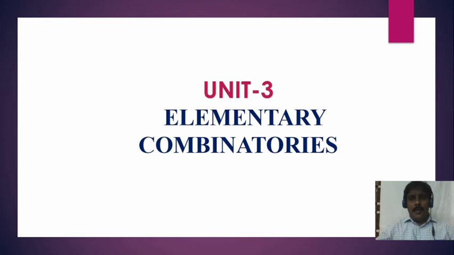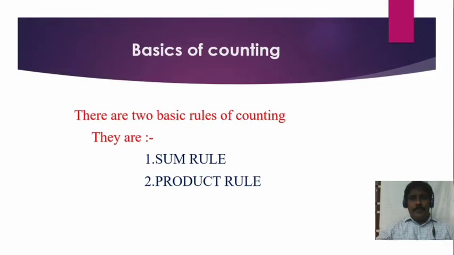Hi students, from today I am going to start unit 3, that is elementary combinatorics. The first topic in this unit is basics of counting. There are two basic rules of counting: number one is the sum rule and number two is the product rule. Now we define what the sum rule and the product rule are.